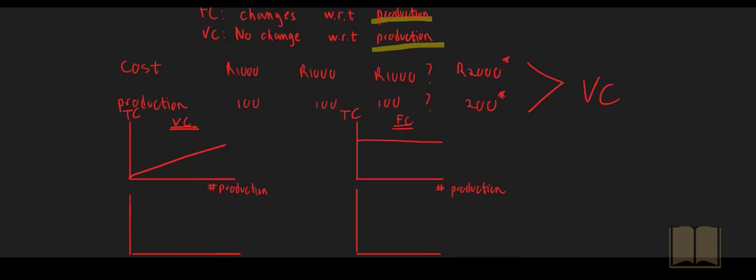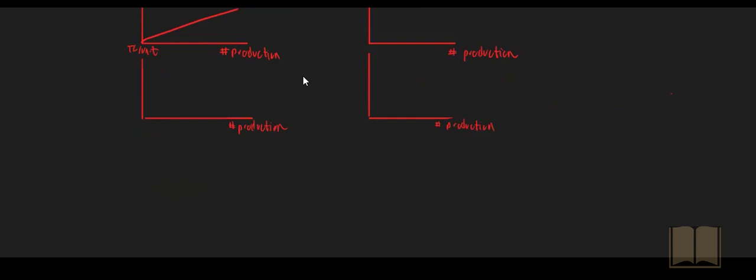With a fixed cost on the right hand side, when production is zero or when production is at 1,000 units, the fixed cost remains the same. So production changes, but the cost does not change. That's the definition of a fixed cost.